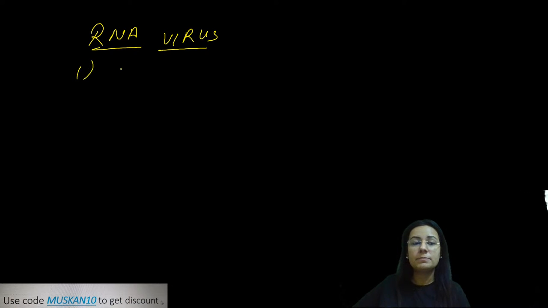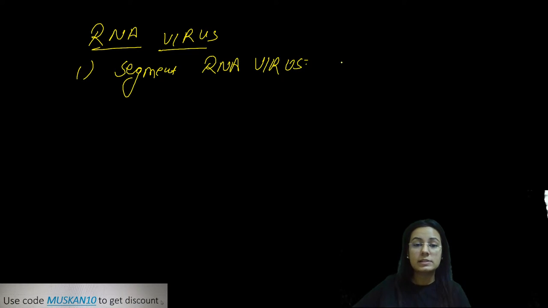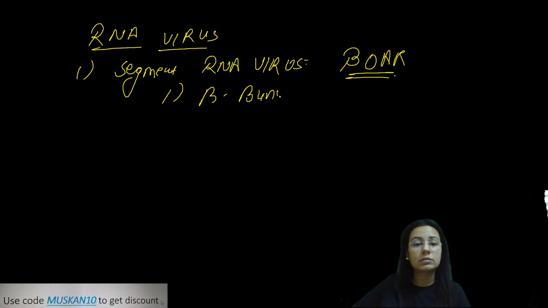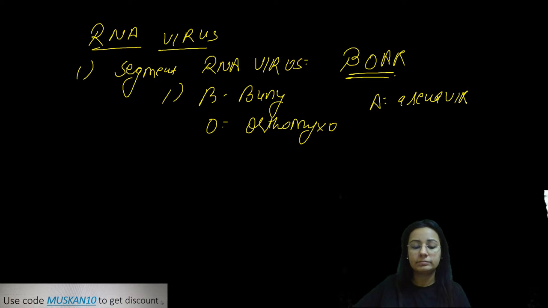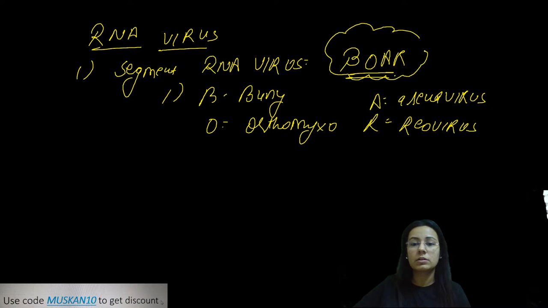ठीक है, सबसे पहले अपन बात करेंगे सेगमेंटेड आरएनए वायरस. सेगमेंटेड आरएनए वायरस हाउ वी रिमेम्बर दैट, इट इज व्हाट? BOAR. ठीक है, एंड दैट इज द B फॉर बुन्या, O फॉर ऑर्थोमिक्सोवायरस, A फॉर एरेना वायरस एंड R फॉर रियोवायरस. ठीक है, दैट इज BOAR.